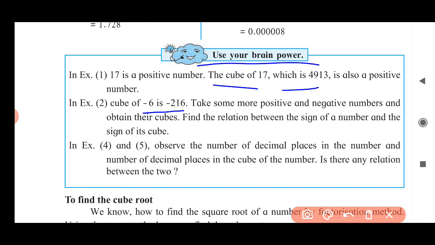In examples 4 and 5, observe the number of decimal places in the number and the number of decimal places in the cube of the number. Is there any relation between the two?